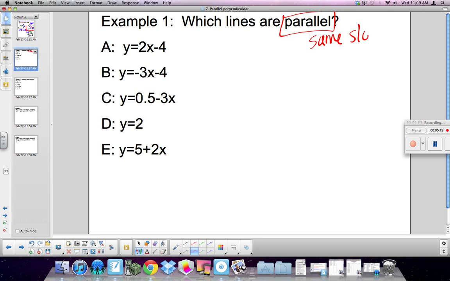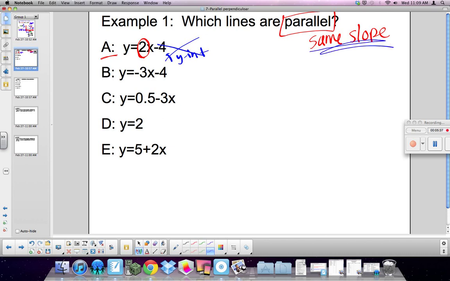Now I look at my lines, and I'm looking for lines that have the same slope. Line A, the slope is 2. I have to know that 2 is my slope, and -4 is my y-intercept. So it actually has nothing to do with the problem because I am simply looking for lines with the same slope.